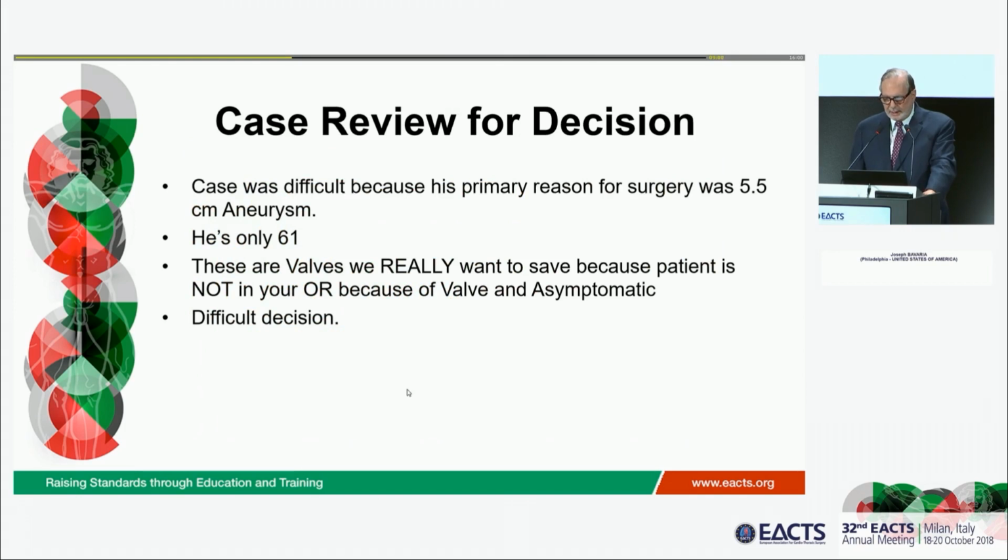So when we do the case review for decision, this case was extremely difficult, theoretically, because his primary reason for surgery was his 5.5 centimeter aneurysm and not his valve. He's only 61, he looks great, and these are valves we really want to save, because the patient is not in your OR because of the valve and is asymptomatic. This was a difficult decision, but I just thought that the calcium was too much. So this is an example of maybe what not to do.